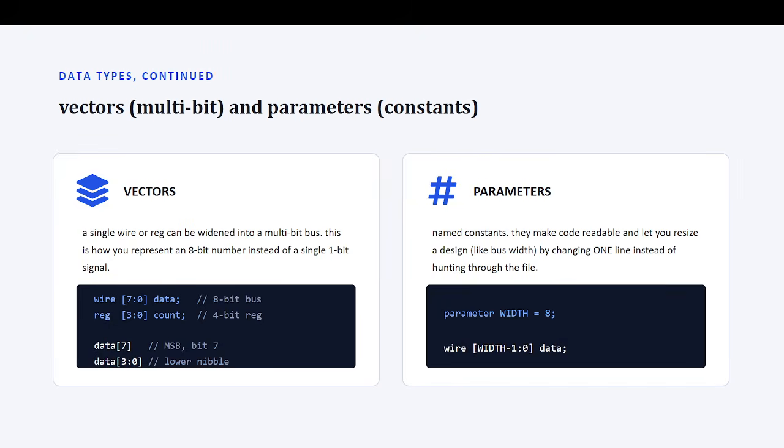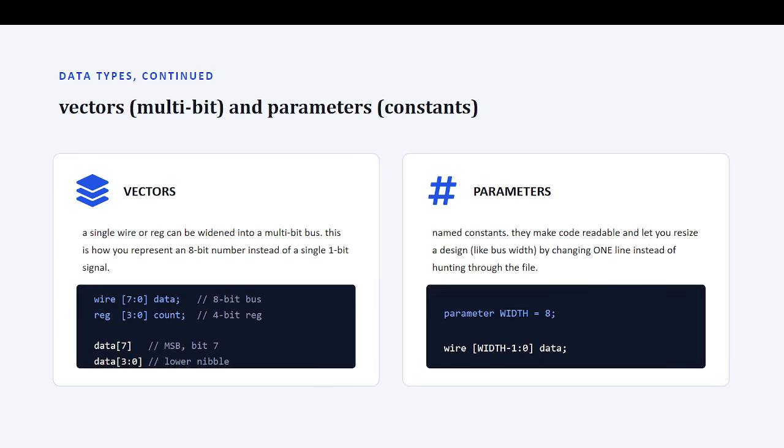Now, so far every example we have used involves single bit signals, one wire, one bit. But real designs almost never work with single bits. We work with buses, 8-bit buses, 32-bit addresses, and so on. This is where vectors come in.